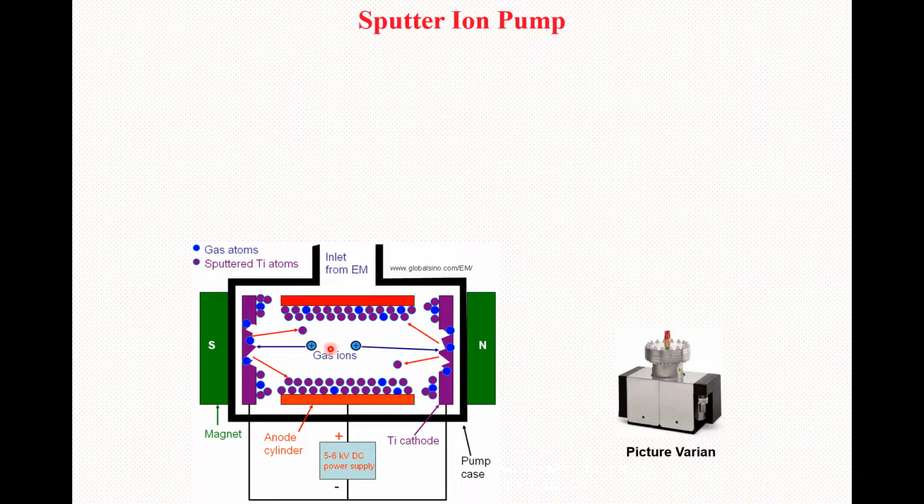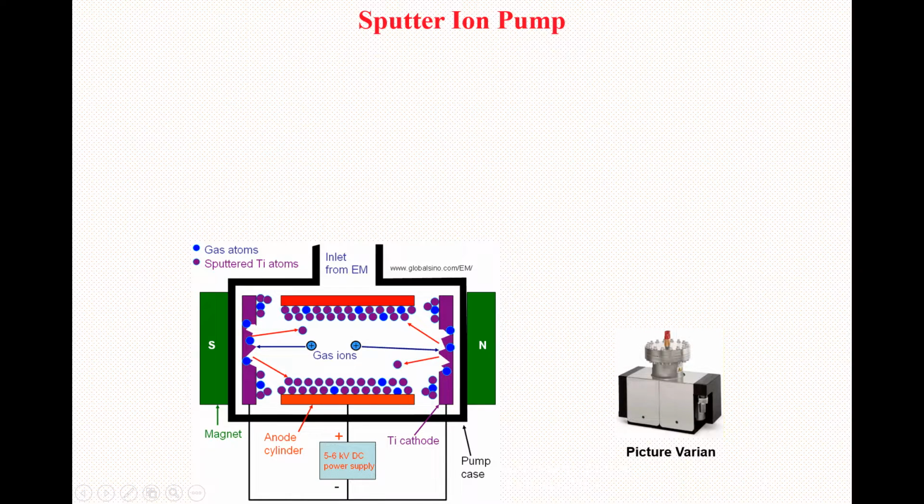These gas atoms are ionized when we supply the power. The electrons spiral, and these spiraling electrons ionize the gas molecules. These ions are accelerated toward the titanium cathode, where they sputter the titanium atoms, and the molecules that do not react with the titanium atoms are adsorbed at the cathode.